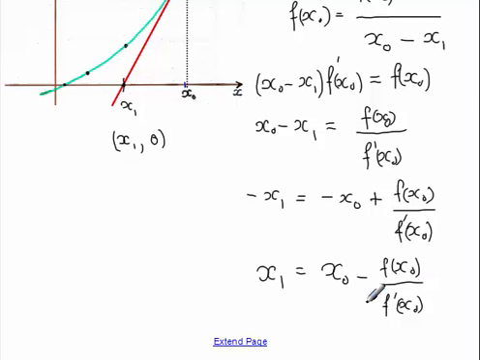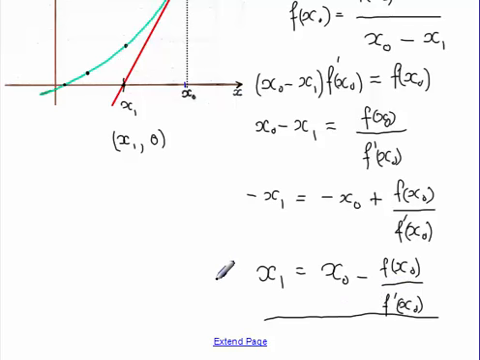What is this telling us here? At this stage, we're being told that we could have calculated x1 without even drawing the tangent line, using this formula. That's what the algebra has given us. It says this x1, the point of intersection of the tangent line, can be calculated this way.